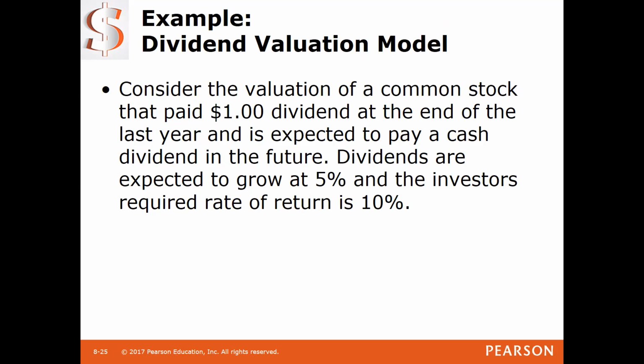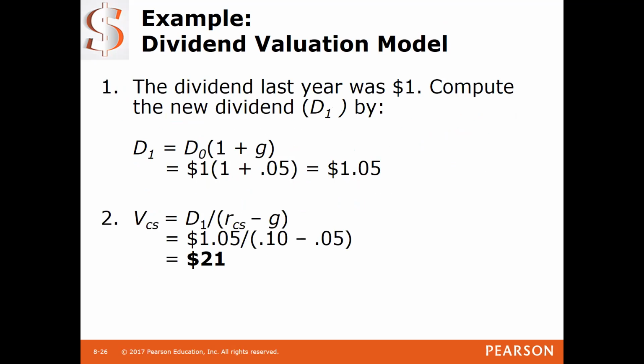Here we know the D0. So the last most recent dividend was $1. The way we arrive at D1, which is what we need for the formula, is D0 times 1 plus G. Similarly, we can also compute D2. D2 equals D1 times 1 plus G. D1 equals D0 times 1 plus G. So that gives us $1.05. We know that the required rate of return is 10%. So we plug the information into the formula, and we know that the price of the share should be $21.